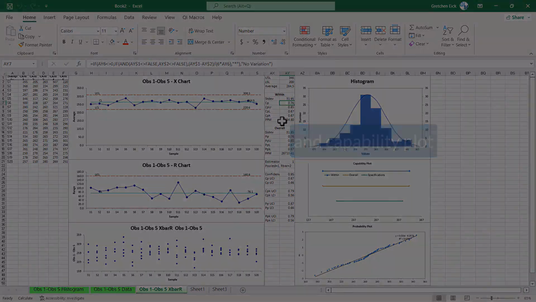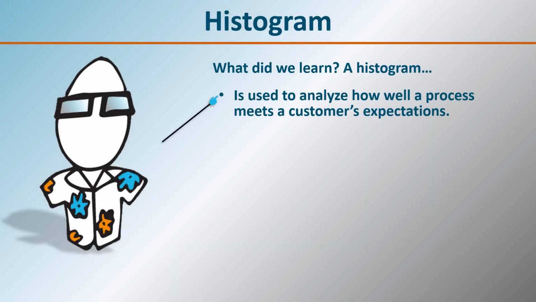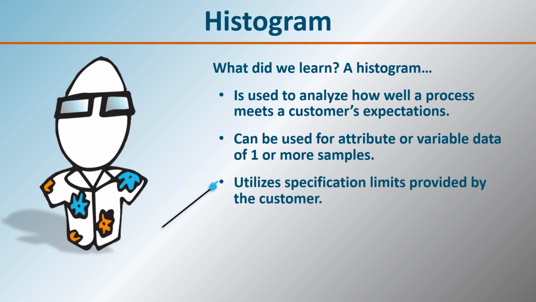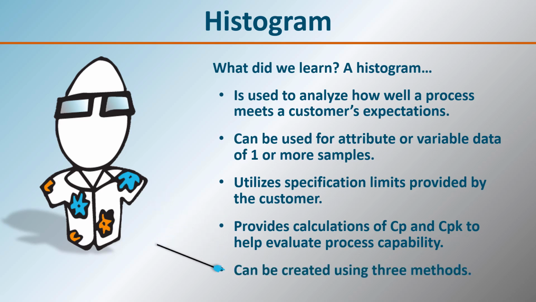So that's it. What did we learn? A histogram is used to analyze how well a process meets a customer's expectations. Histogram data can be attribute or variable and consist of one or more samples. A histogram utilizes specification limits provided by the customer. The histogram provides calculations of CP and CPK to help evaluate process capability. And lastly, there are 3 ways to create a histogram using QI Macros.